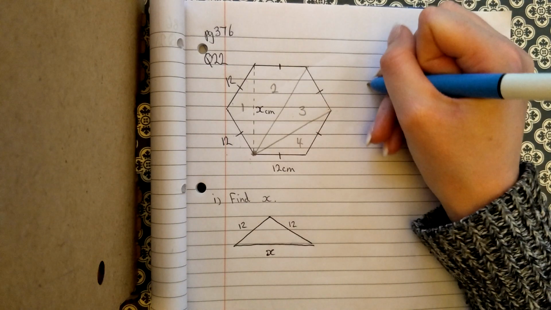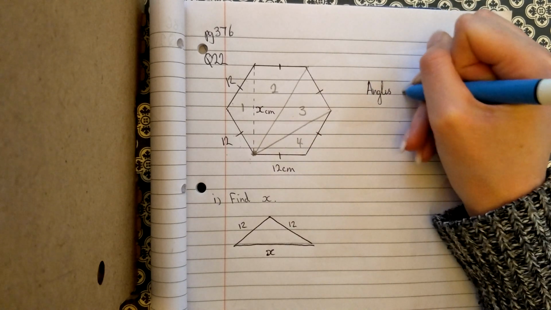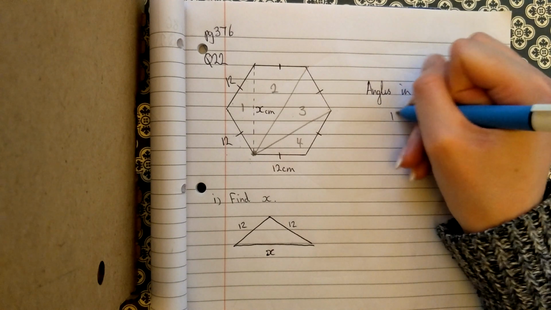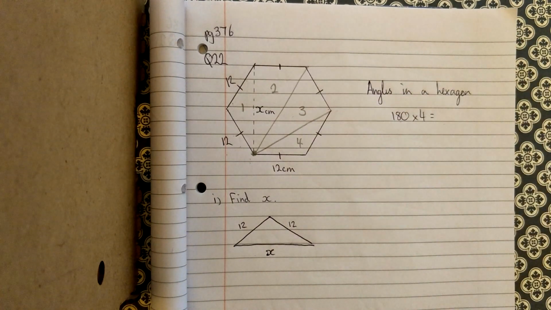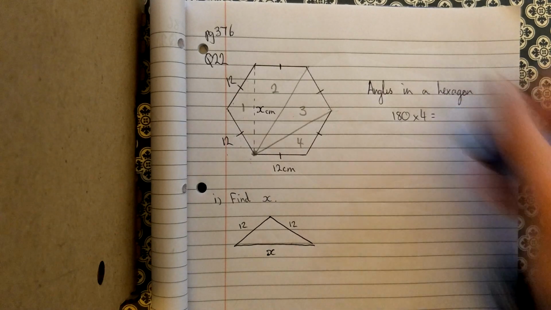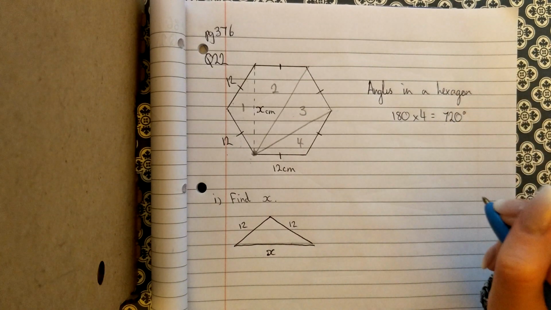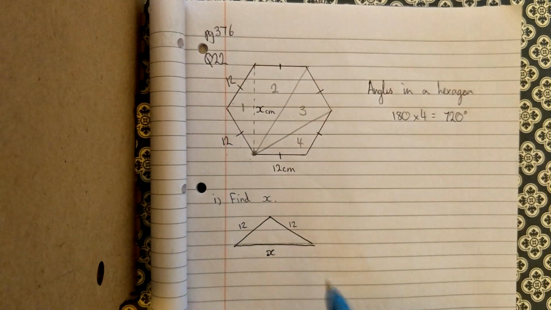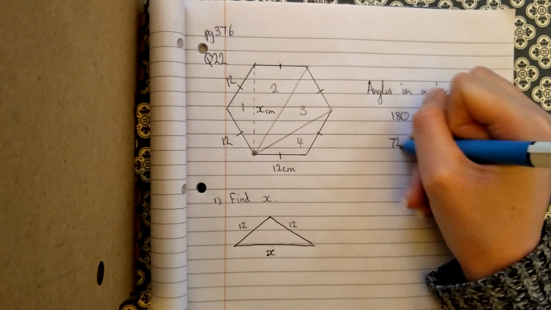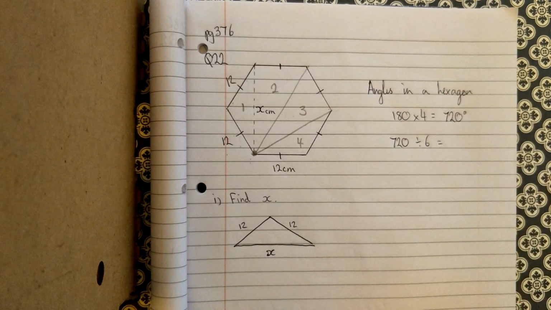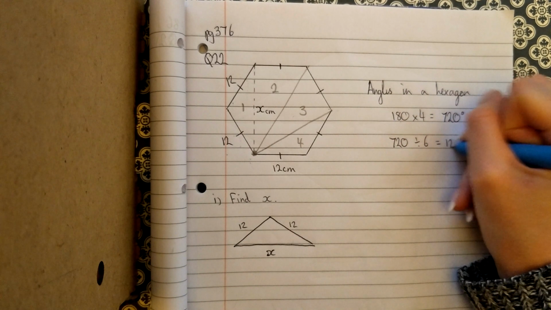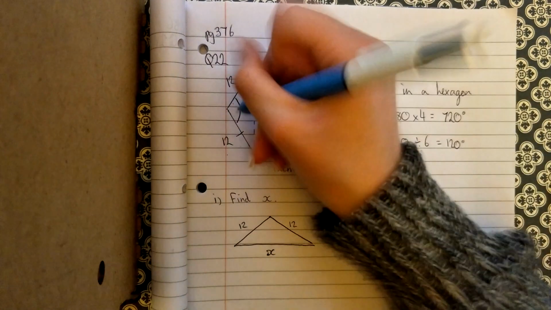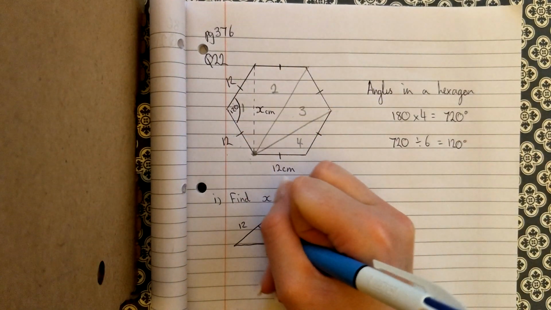So the angles in a hexagon total 180 multiplied by 4, which is 720 degrees. They are all the same angle, and there are 6 of them. If we divide 720 by 6, you will get 120 degrees. So now we can work out that this angle here is 120 degrees, and I can put that in here.